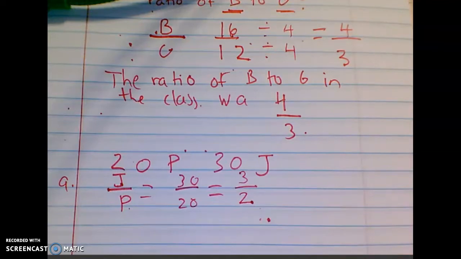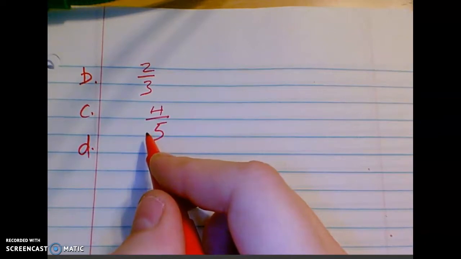Pause the video and finish out B, C, and D, and then we will discuss the answers. All right, for B, you should have gotten 2 to 3. For C, we're talking about red socks and blue socks in George's drawer. It says ratio of red socks to blue socks, so that's 4 to 5. And then D, ratio of blue socks to red socks, that's 5 to 4. Pretty simple stuff. If you do happen to get stuck, let me know and we can talk about it.